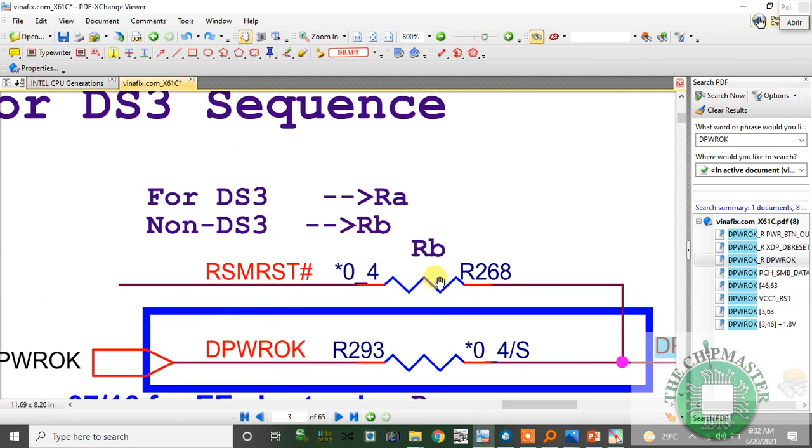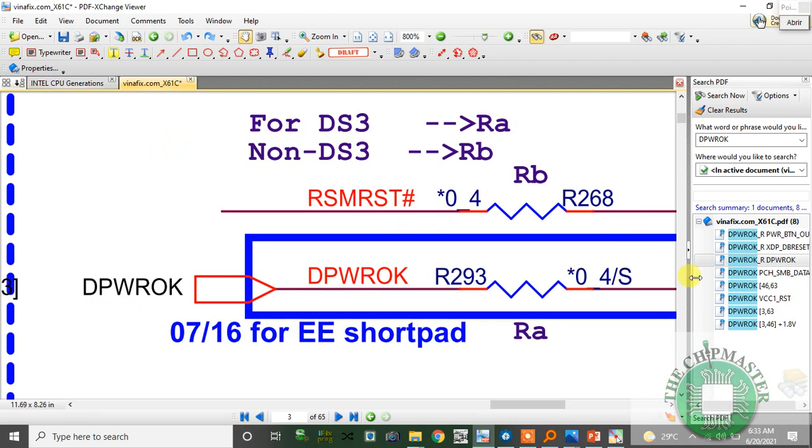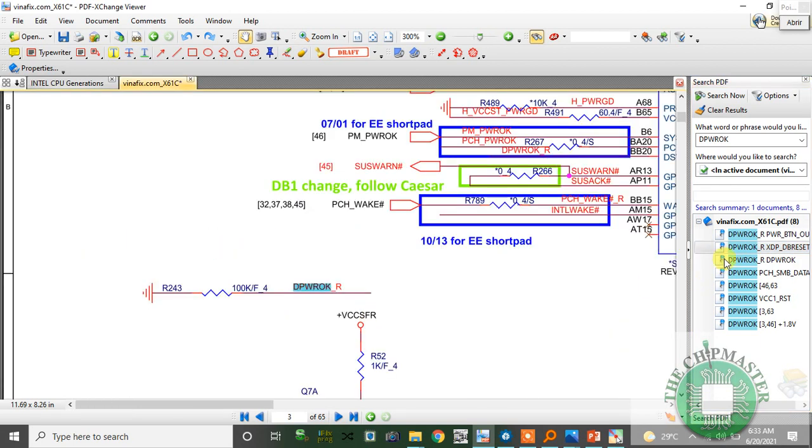RSM reset is not connected because, as you can see, it's none. DS3 RB is disconnected, so there's no component. The asterisk is there, and it's 04. Then RA will have a direct connection. So based on what I'm seeing from the schematic, this board does support the deep sleep.